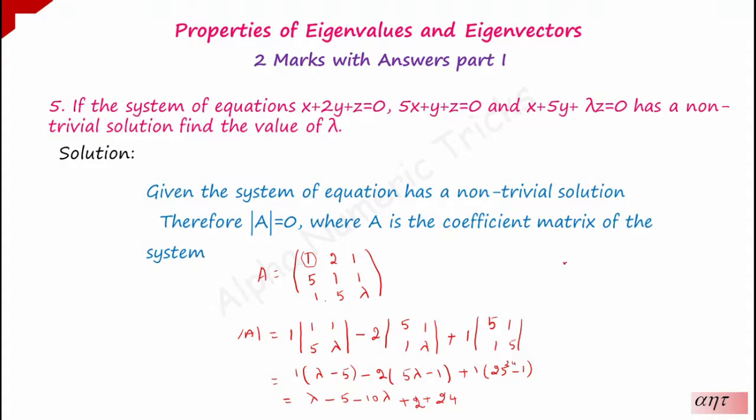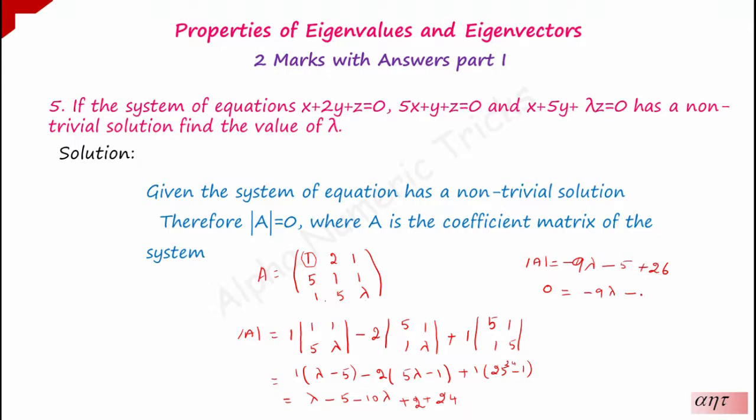Lambda minus 10 lambda, you have minus 9 lambda, because the largest sign is 10, having minus 10 lambda. So you have minus 9 lambda minus 5 plus 24 plus 2 is 26. That is the value of the determinant. Minus 9 lambda minus 5 plus 26 is equal to determinant A. Determinant A is 0, use that condition. Minus 9 lambda plus 21, 26 minus 5 you have plus 21.